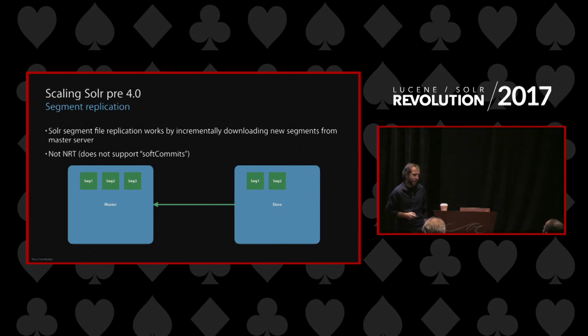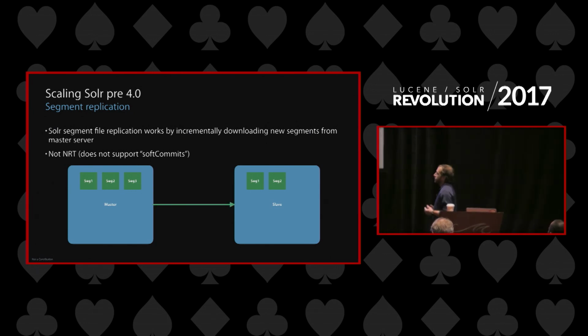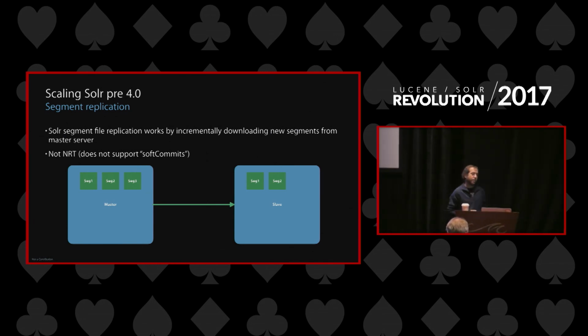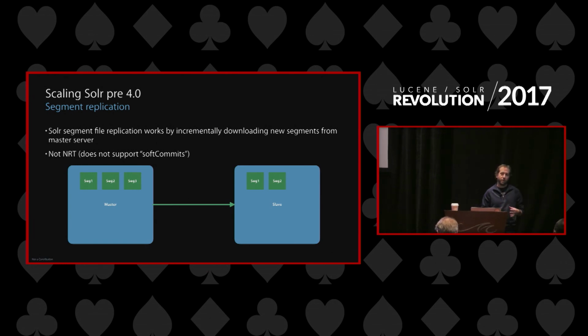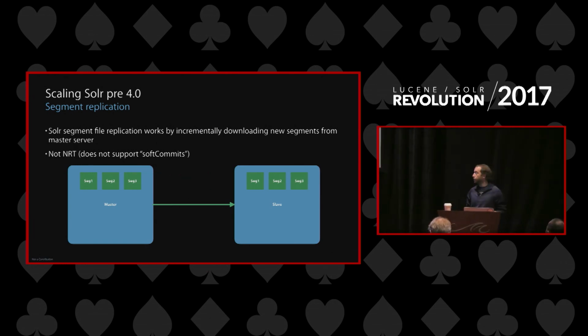The way it works is that the slave server will go and ask the master, which segments do you have? In this case, the master is going to respond, okay, I have segment 1, segment 2, and segment 3. And the slave is going to say, okay, I already have segment 1 and 2. I don't need those. Give me segment 3. It's going to copy the new segment and open a new searcher, and those documents will be available for search.